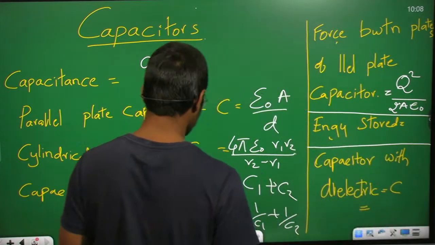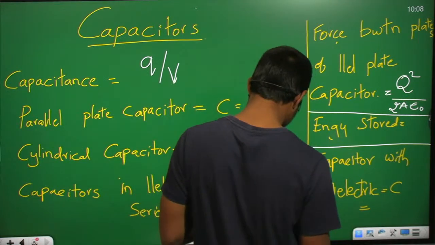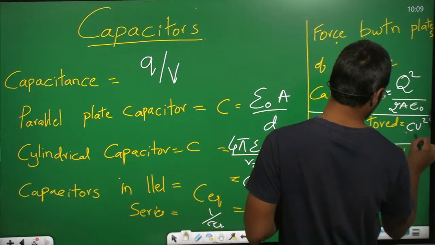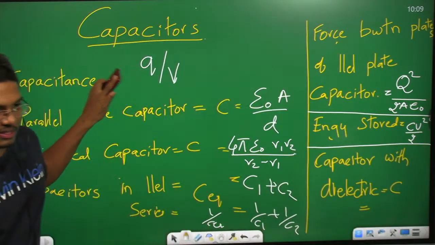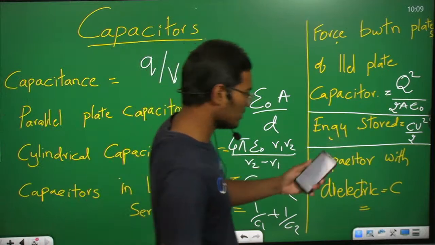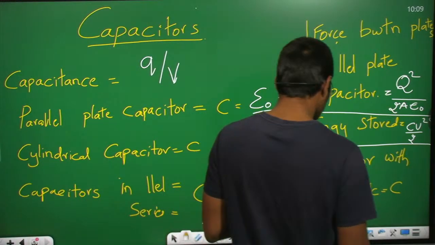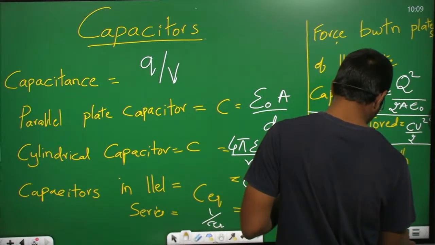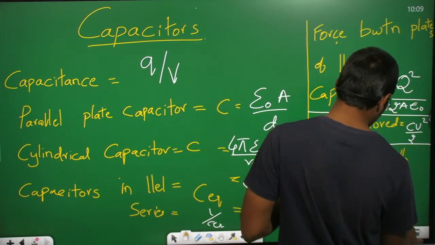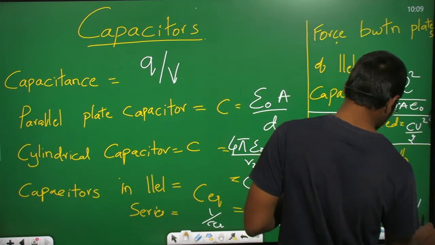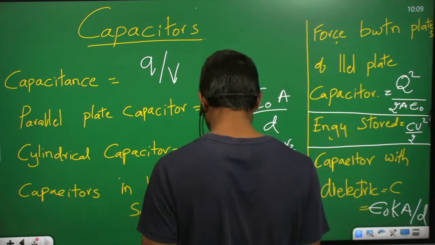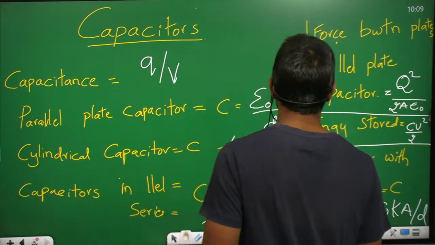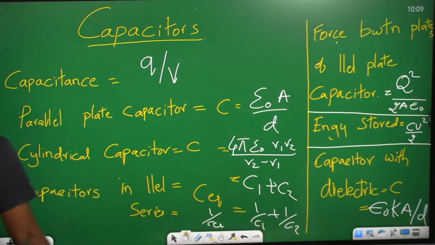What is the energy stored? CV square by 2. Okay. You can replace C by Q by V and you can get different forms here. So capacitor with dielectric whose capacitance is, see, I'm trying to write the simplest form so that you can derive anything from here. Okay. So these are the basic things about electrostatics and capacitors.